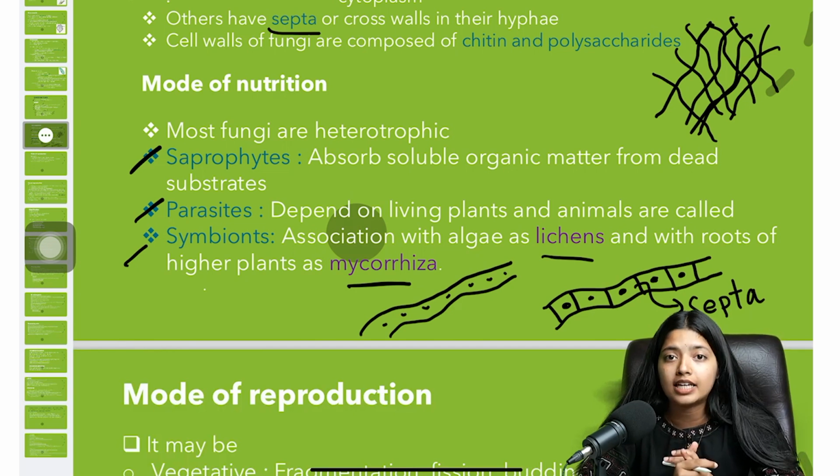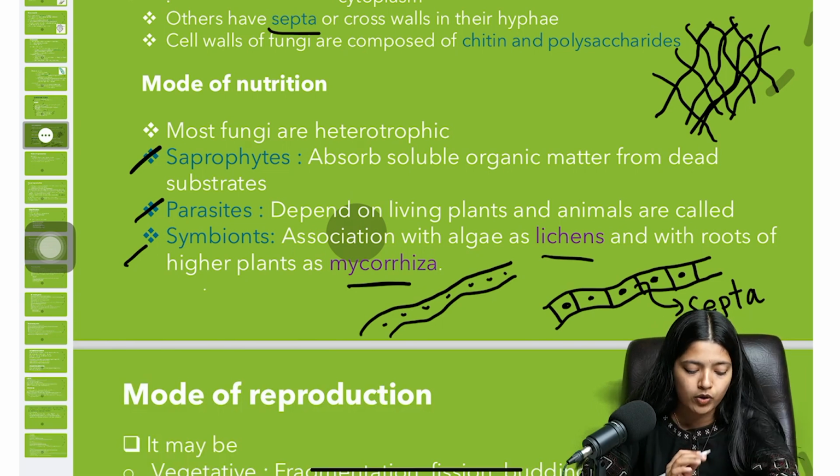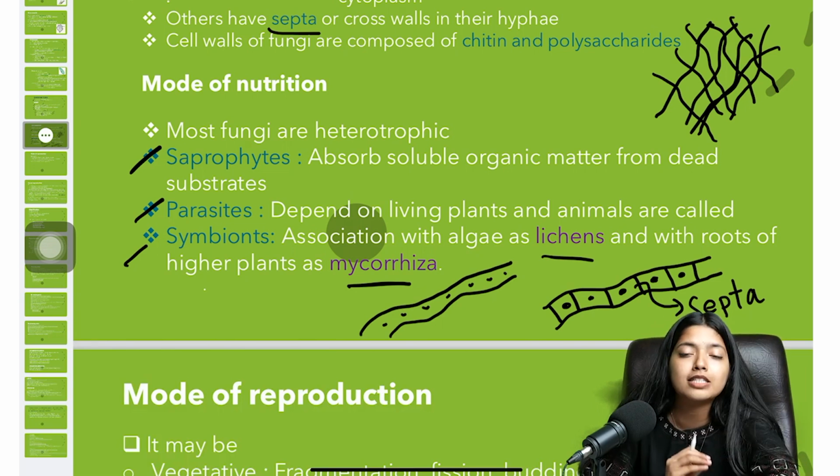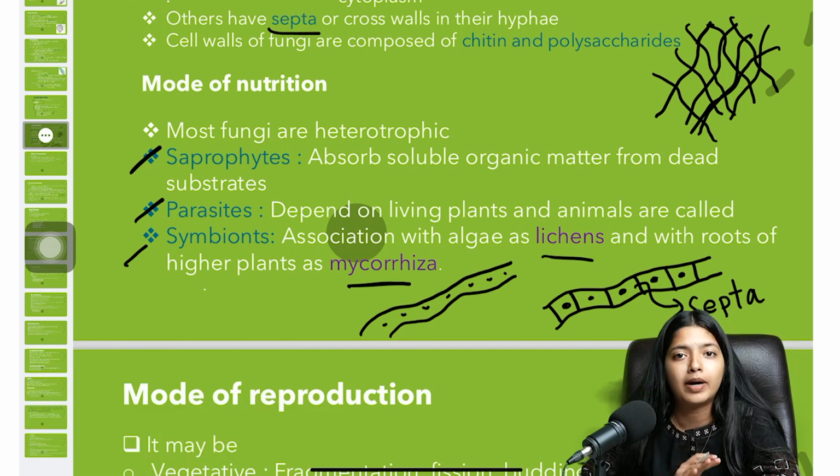Plants like cycas and pinus form an association with fungi through their roots, which is called mycorrhiza. Is that clear? Lichen and mycorrhiza. So, association with algae is called lichen and association with roots of higher plants is called mycorrhiza.